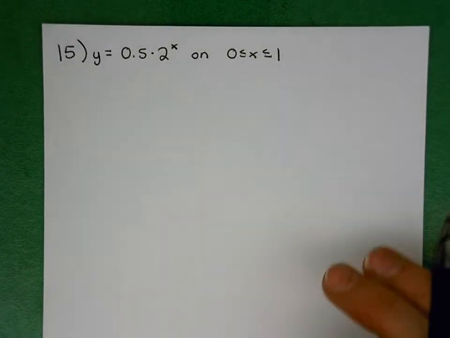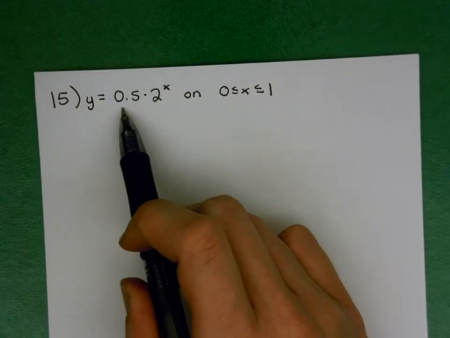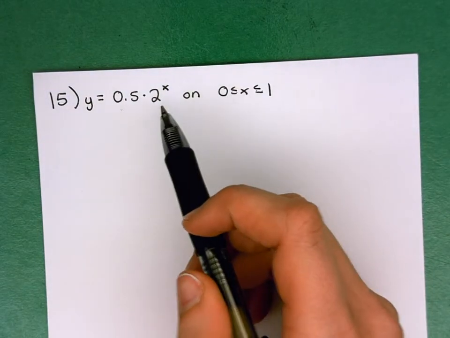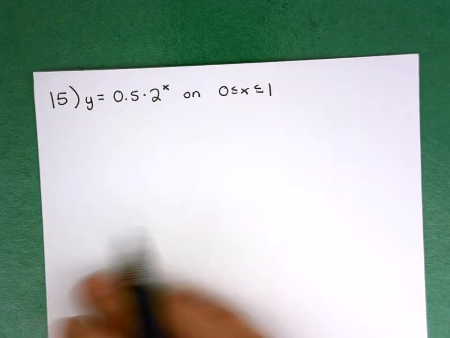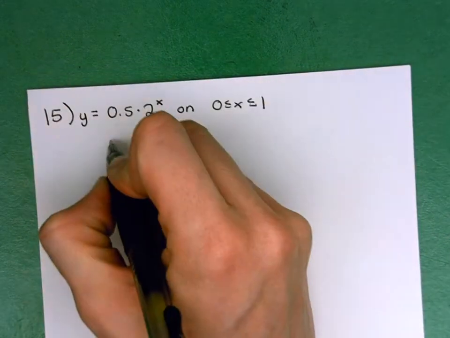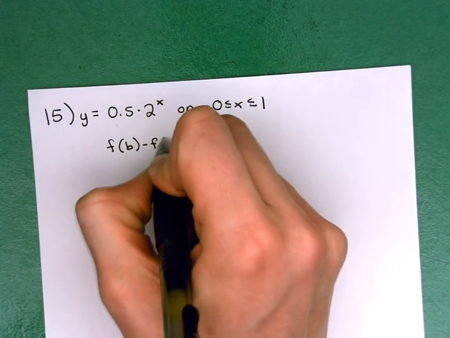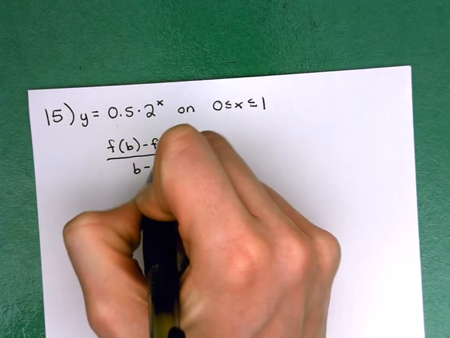Number 15 is similar. They've given us an equation of 0.5 times 2 to the x. And again, you have 3 intervals to do for your homework. We're going to do one right now from 0 to 1. So the same equation for average rate of change, f of b minus f of a all over b minus a.